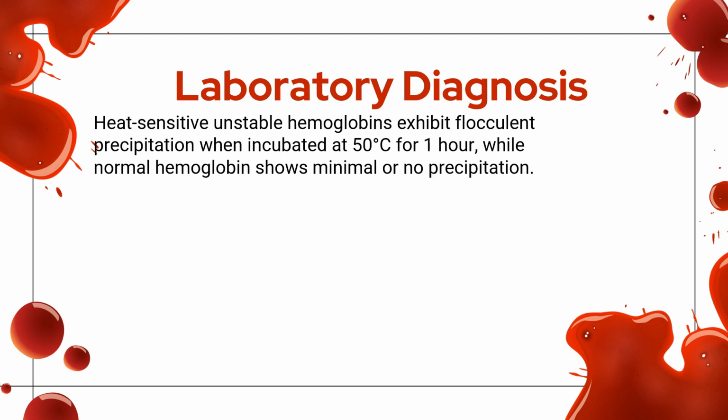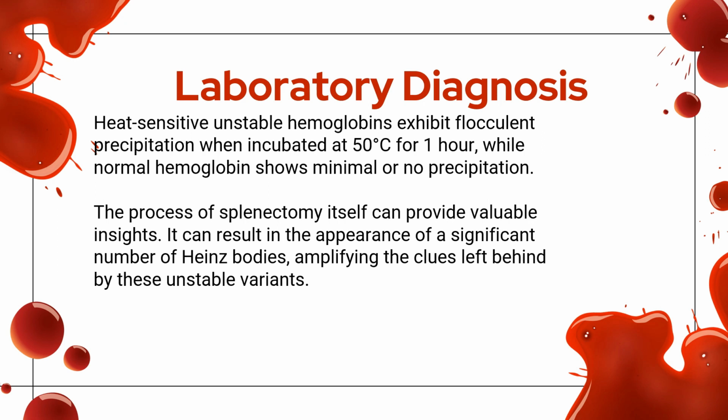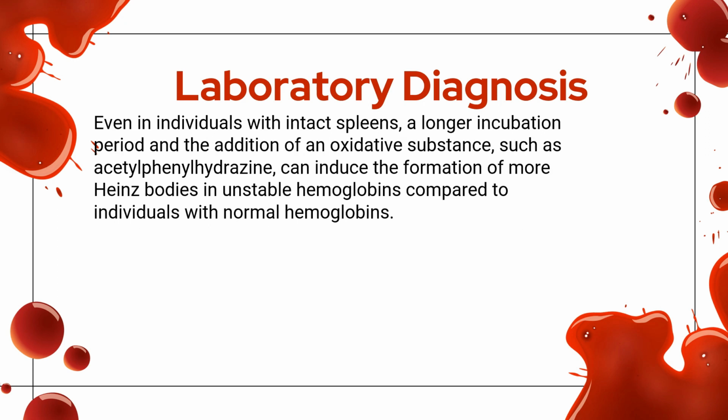Another technique used is the heat denaturation test. Heat-sensitive unstable hemoglobins exhibit a flocculent precipitation when incubated at 50 degrees Celsius for 1 hour, while normal hemoglobin shows minimal or no precipitation. The process of splenectomy itself can provide valuable insights. It can result in the appearance of a significant number of Heinz bodies, amplifying the clues left behind by these unstable variants. Even in individuals with intact spleens, a longer incubation period and the addition of an oxidative substance, such as acetylphenylhydrazine, can induce the formation of more Heinz bodies in unstable hemoglobins compared to individuals with normal hemoglobins.